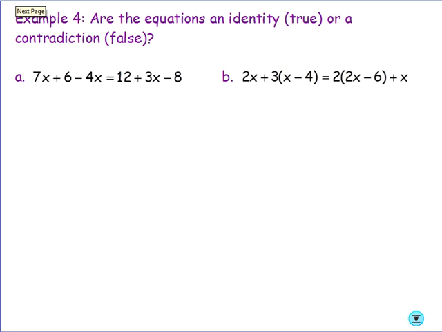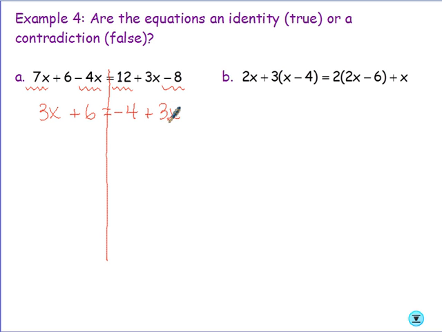I lied. We are not to that point yet. We're at contradictions and identities. So let's finish solving these two problems. If we combine like terms, 7x plus negative 4x is 3x plus 6. On the other side, 12 minus 8 is negative 4 plus 3x.